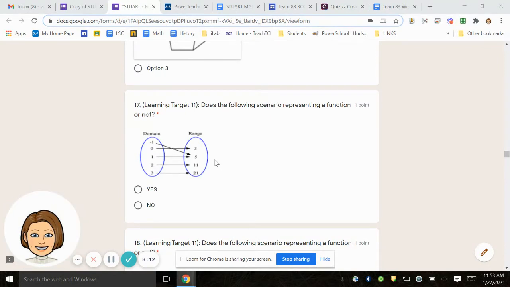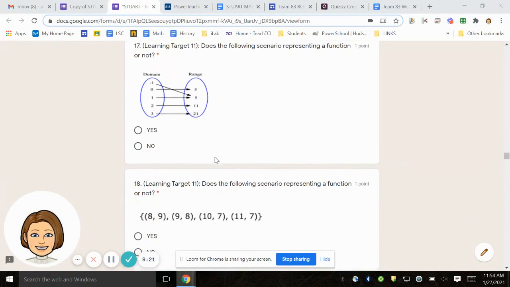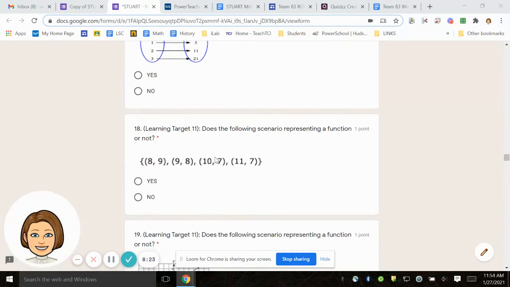Number 17, is this a function or not a function? Number 18, is this a function or not a function?